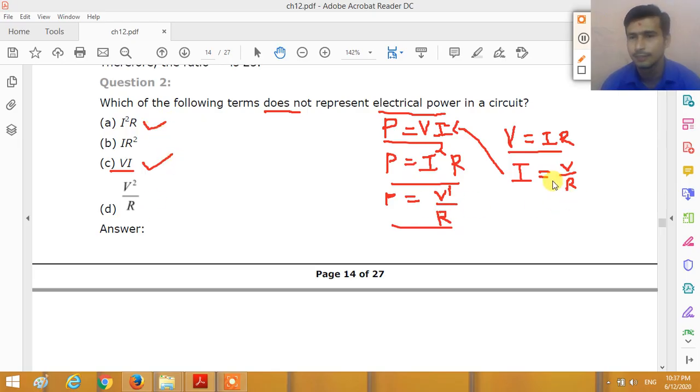And if we put I is equal to V by R here, then the formula of electric power will be V square by R. So this also represents the electric power. So this one, I into R square, does not represent the electric power. So our answer is B. Answer is B, right? So I square into R does not represent the electric power.